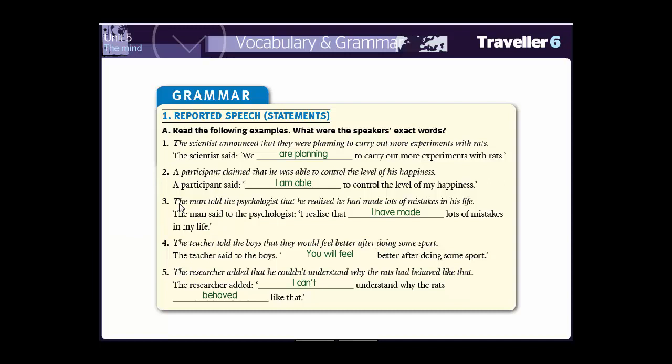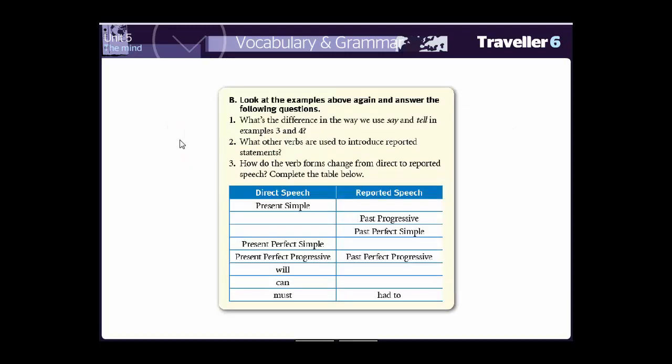So here in these examples, the first one is reported speech, and here "the scientist said" is direct speech. Look at the examples above again and answer the following questions. 1. What's the difference in the way we use say and tell in examples 3 and 4? Before you answer these questions, you should revise our video part 1. So what is the difference between say and tell? Yes, say plus to plus object, but tell plus object.